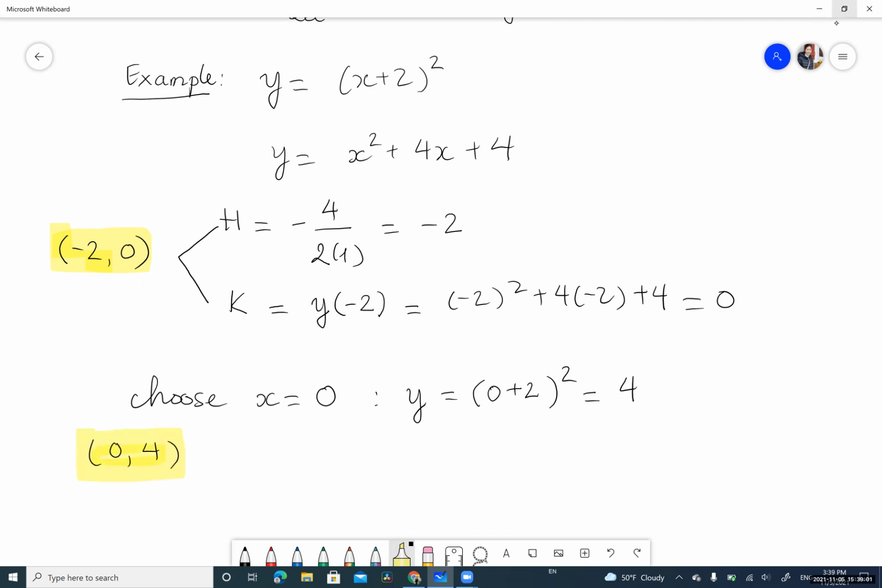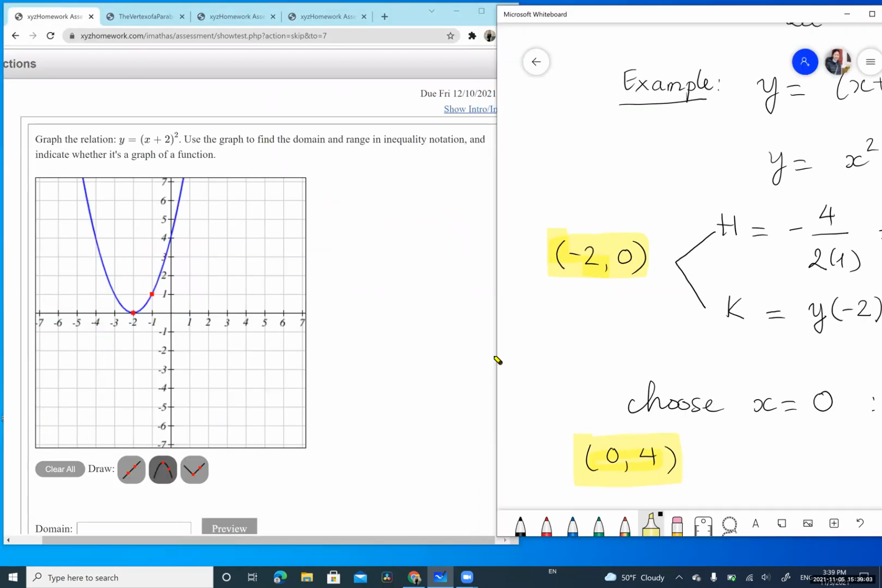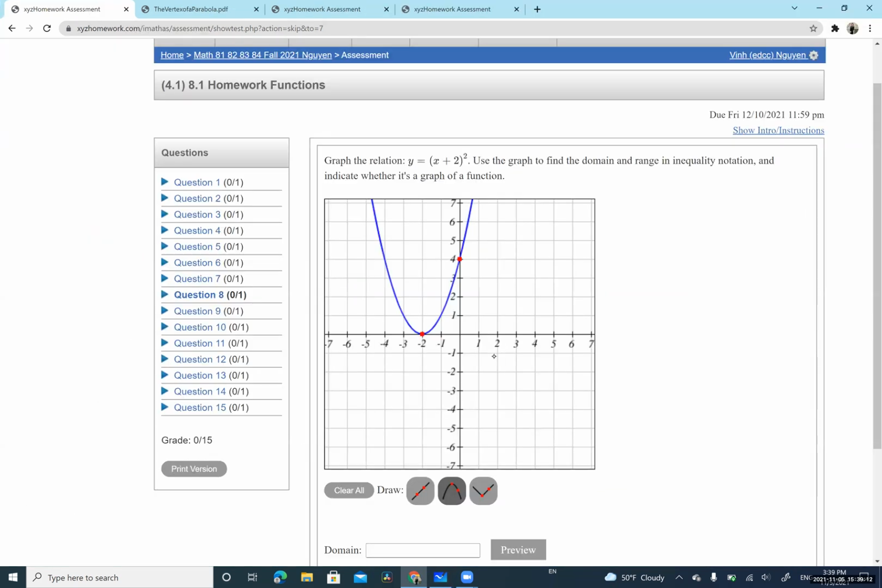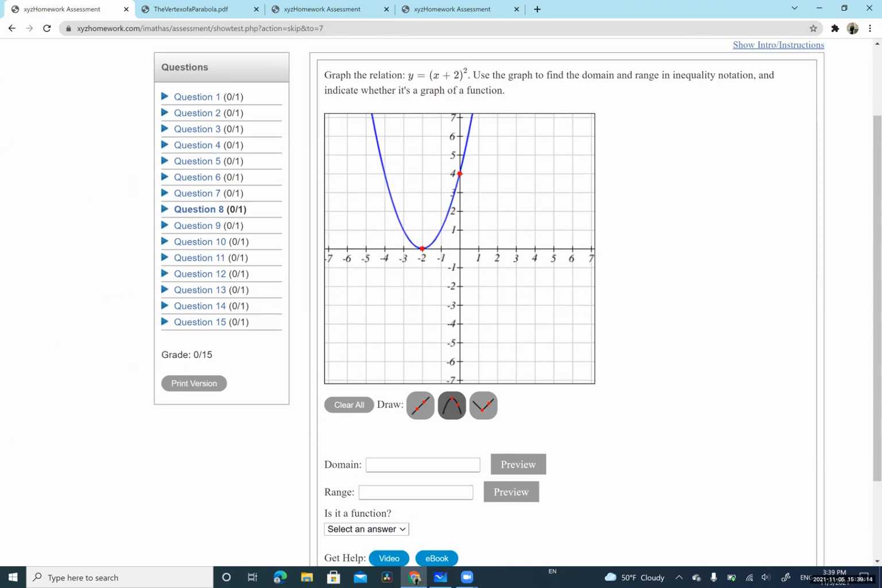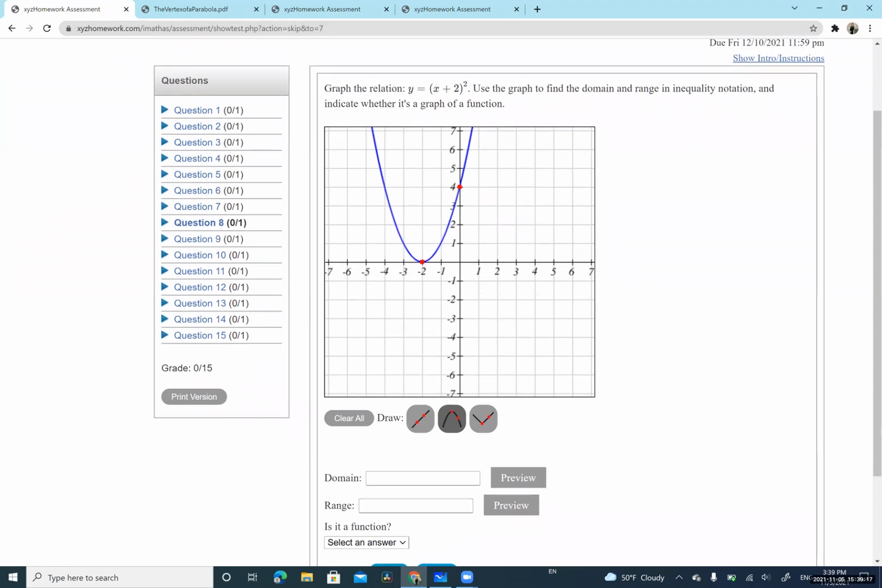So we have two ordered pairs over here. The second one is x equal to 0 and y equal to 4, so that is the second dot. Now I'm done with the graph. Okay, that's not all for this problem.